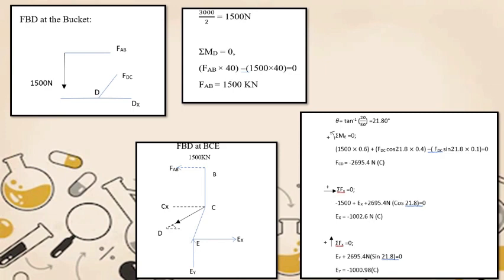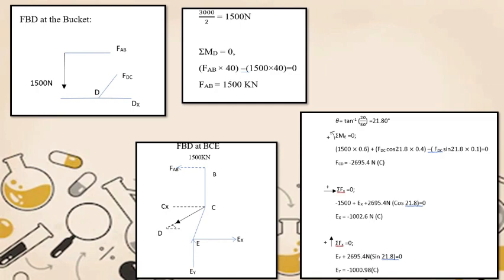Kita akan dapat 21.8 darjah, bukan Celsius, sorry. As usual, we gonna resolve at moment E. 1005 darab dengan 0.6. Lepas tu dekat point D ni kita resolve, kita akan dapat cos and sin. Kita darab, kita tambah FTC cos 21.8 darab dengan cos 1.4, and then tolak dengan FTC sin 21.8 darab dengan cos 1.1, and then we will get LCD.